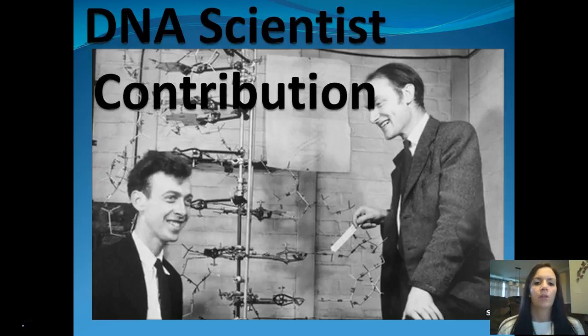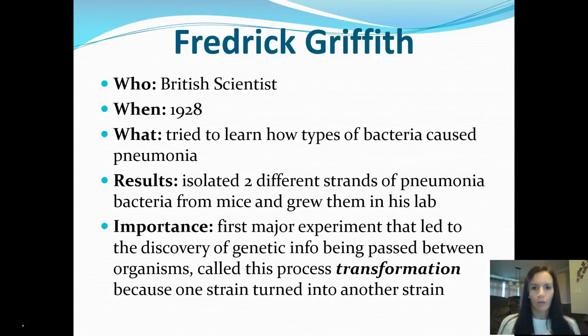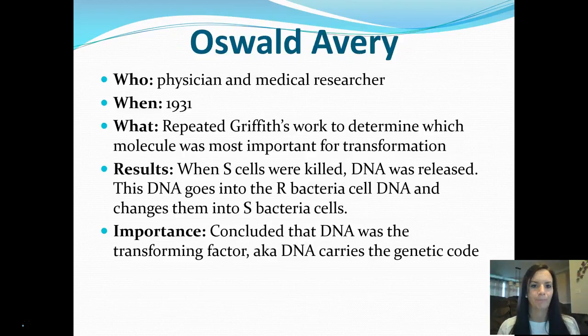To start out these notes, we're going to talk about some of the scientists that have had a contribution to finding the structure of DNA. First we're going to start with Frederick Griffith. He was a British scientist in 1928, and he tried to learn how different types of bacteria cause pneumonia. What he did was he isolated two different strands of bacteria that were in mice, and he grew them in the lab. The importance was this was simply just the first major experiment that led to the discovery of genetic information being passed to organisms. He called this process transformation because one strand turned into another strand.